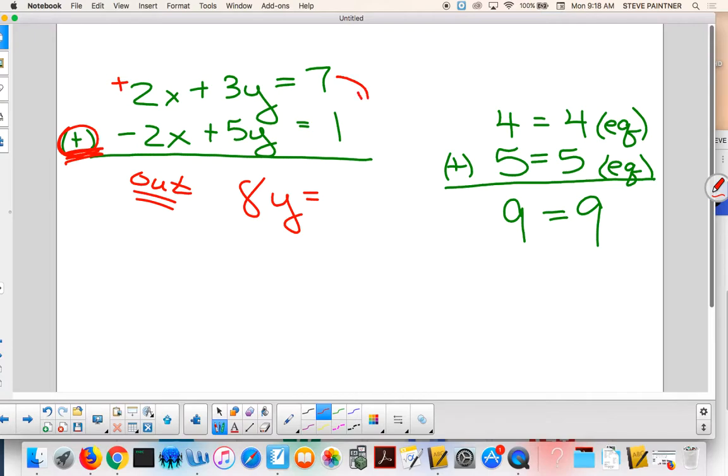And of course, this plus this is what? 8. Are you smiling? Are you thinking, geez, this is easy. I like this method. So we do next. Now what do you do? Divide by 8. And you got what? Y is 1.